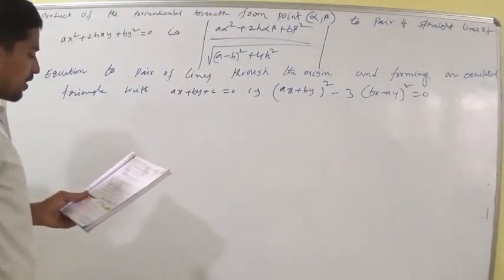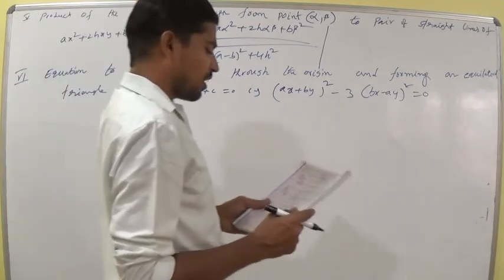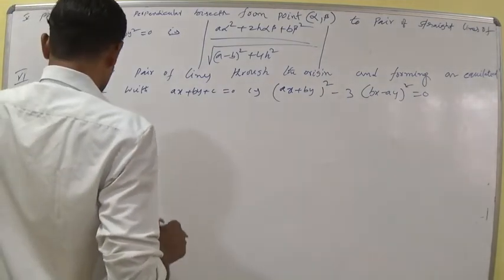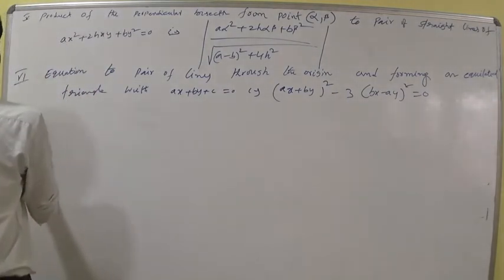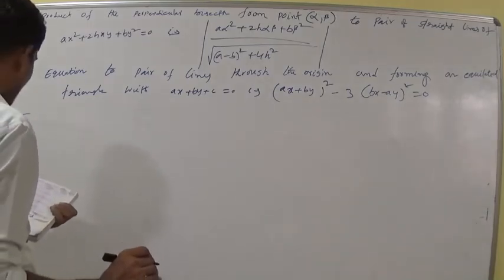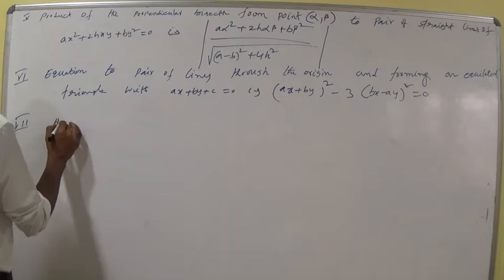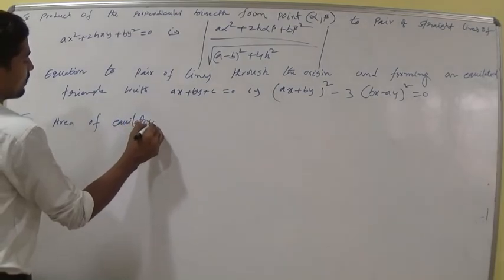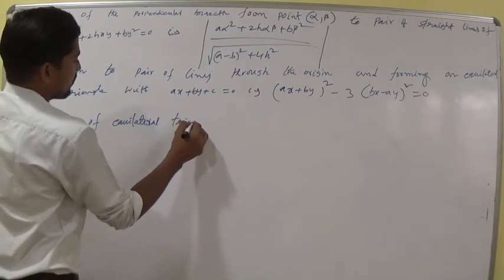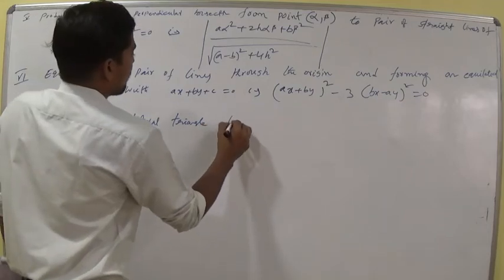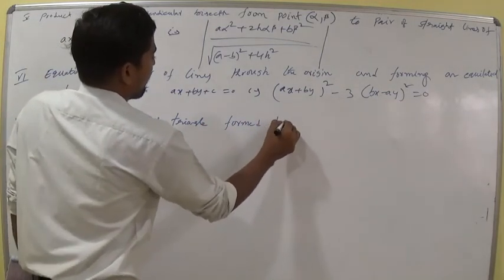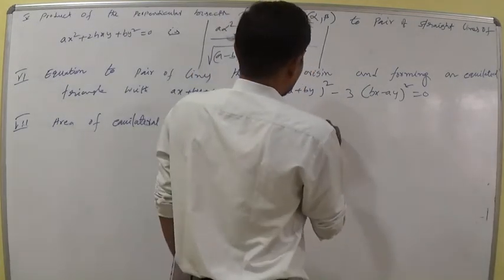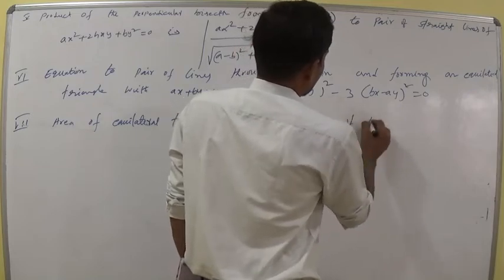Next one, the seventh one, is the area of an equilateral triangle formed by the pair of straight lines and the line.